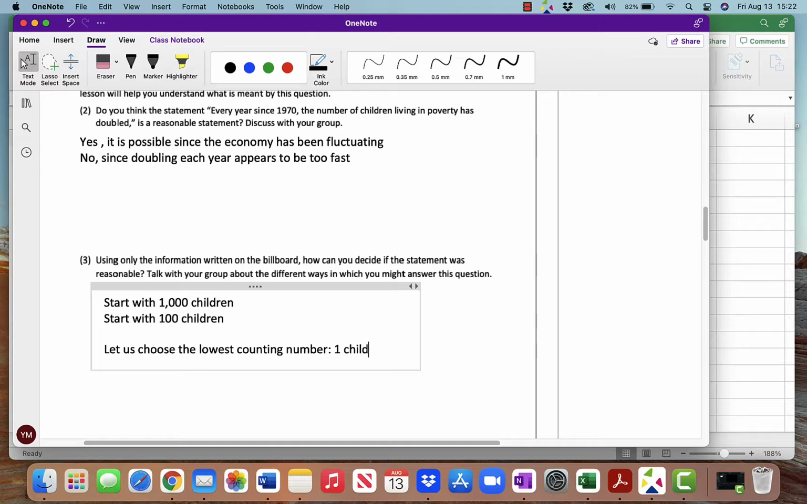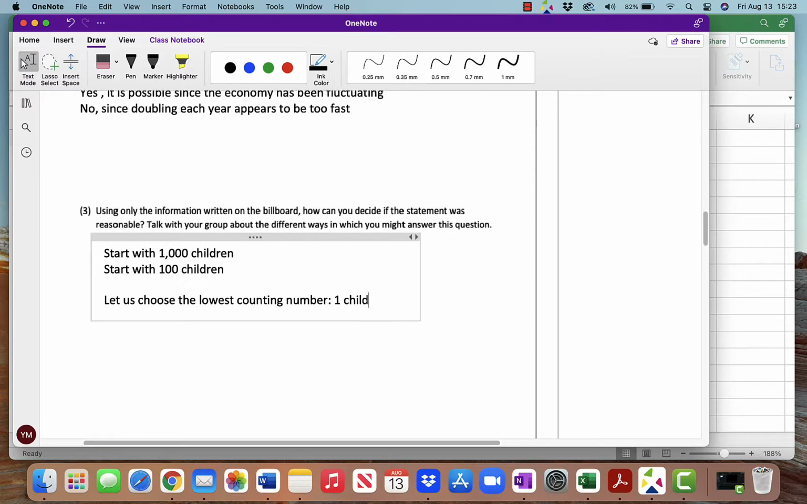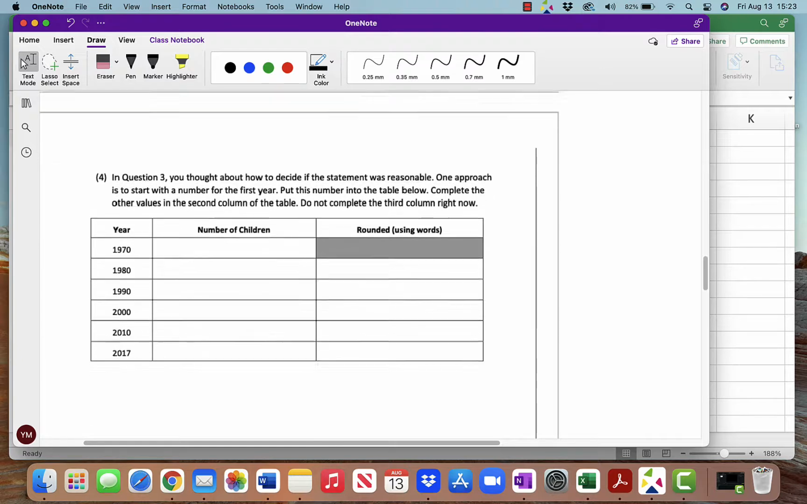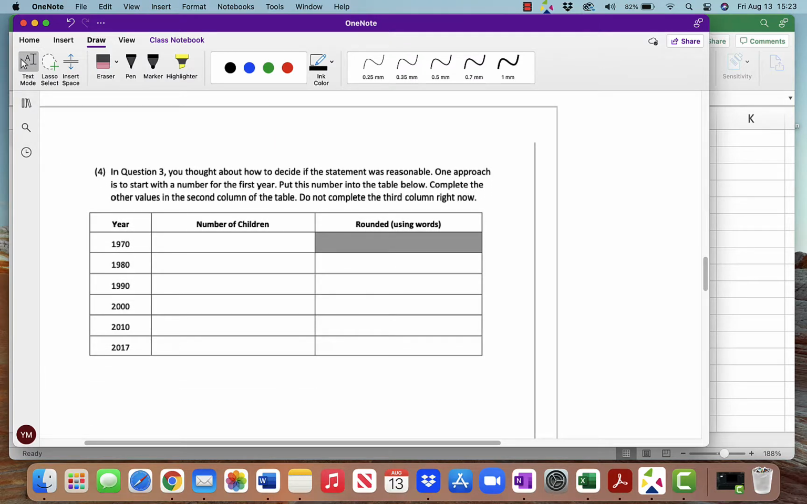However, if we choose something that's larger, then one might argue, well, if I choose something smaller, then maybe it will become reasonable. So this is a little logical kind of statement. Think about it, and you'll see it as we do some arithmetic right now. You'll see what I mean by the end of the calculations, okay? So for now, we're going to choose the smallest counting number: one child living in poverty in 1970, and we're going to explore what happens. And that's going to be the conclusion of our first lesson. All right, so we're going to start with the one child living in poverty. We're going to put that right here.